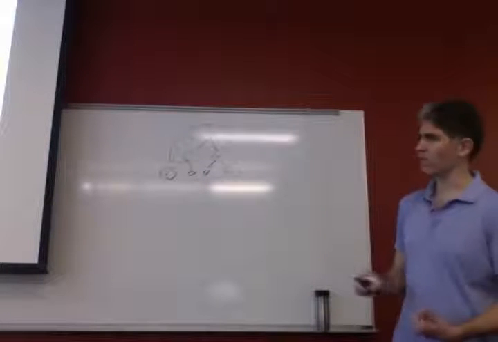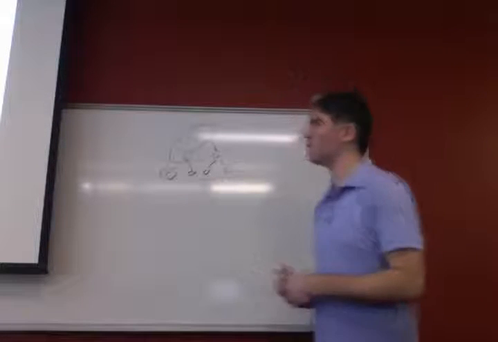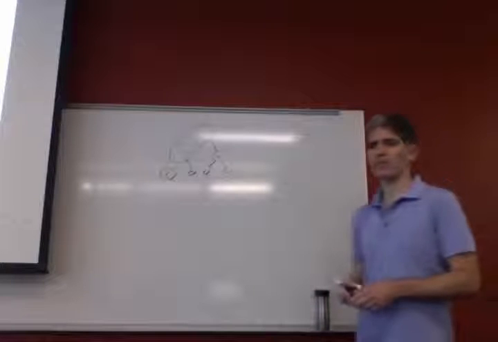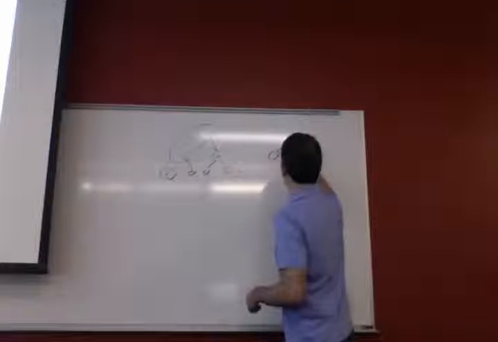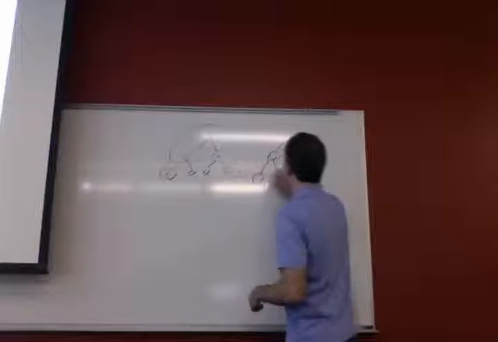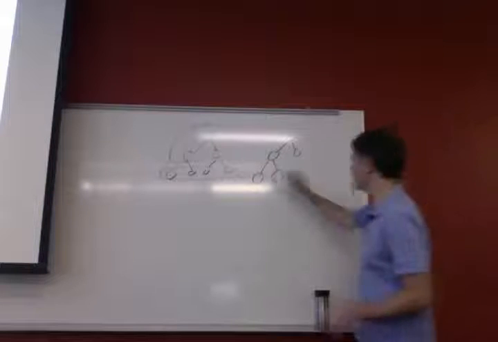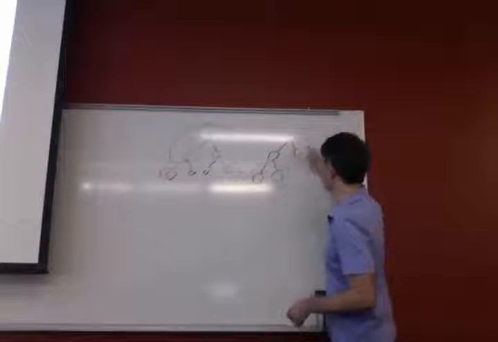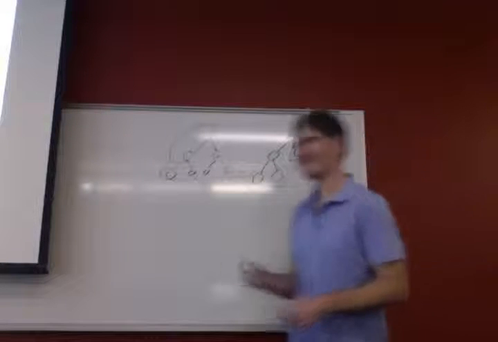We have the depth property, that all leaf nodes have the same depth. So this tree is invalid. It's invalid because you have leaf nodes right here that are lower than that leaf node.